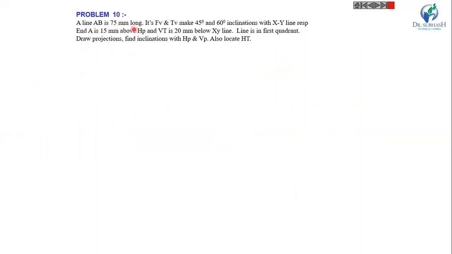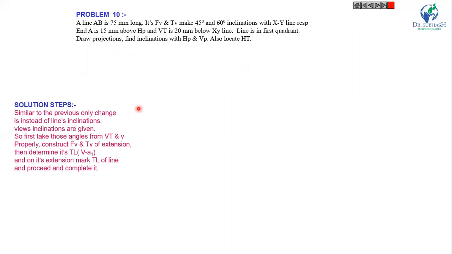Line AB is 75 mm long. Its front view and top view make 45 degree and 60 degree inclinations with the XY line respectively. And A is 15 mm above HP and VT is 20 mm below the XY line. The line is in the first quadrant. Draw projections, find inclination with HP and VP. Also locate HT. So similar to the previous, the only change is that instead of the line's inclinations, the views' inclinations are given.